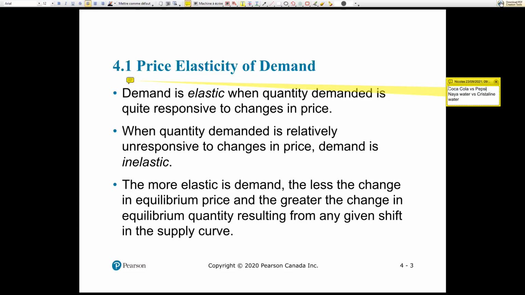So for instance, if Coca-Cola decides to sell a can of Coke, I have no idea what the price is, but imagine it's $1.50 and Pepsi is exactly the same price. And now Coca-Cola says, oh, now I'm going to sell my can of Coke at $3, so I'm going to double my price. What are people going to do, you think? They're going to change to Pepsi. Yes, they're going to react a lot. Why? Because they have an easily accessible, perfectly good substitute.